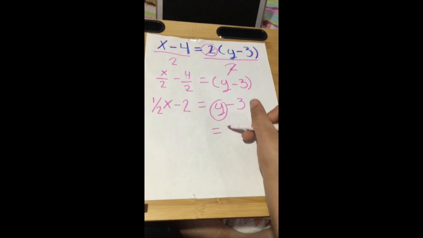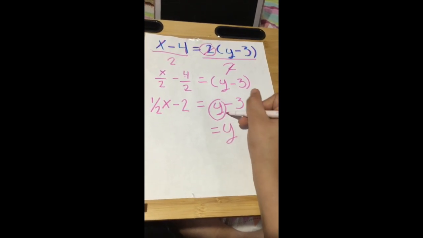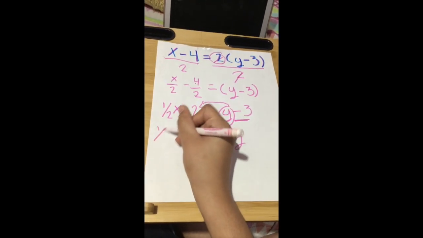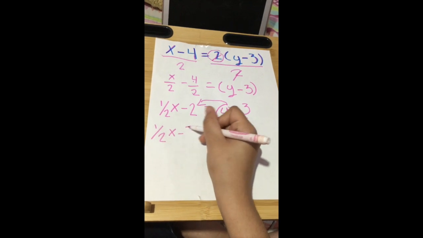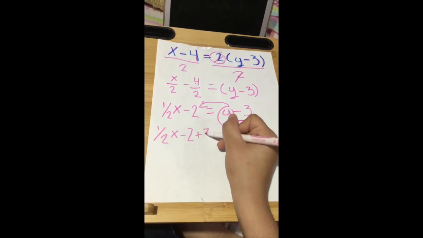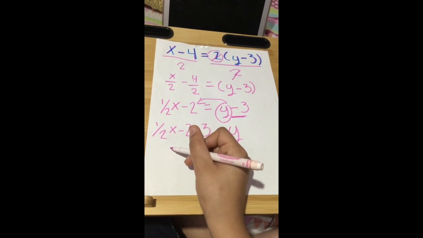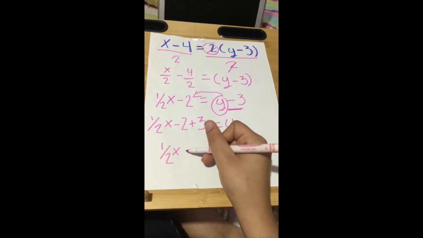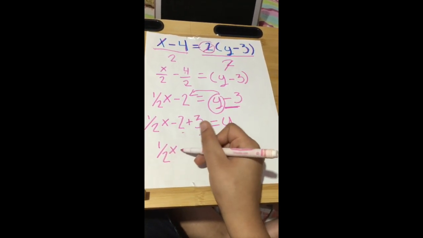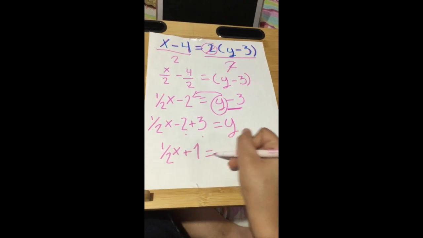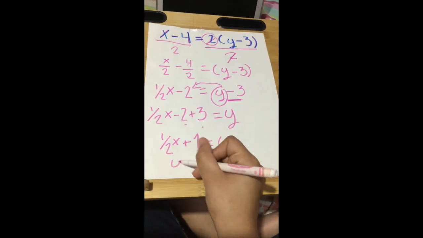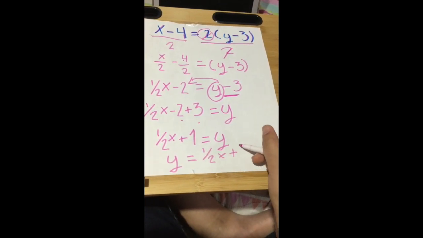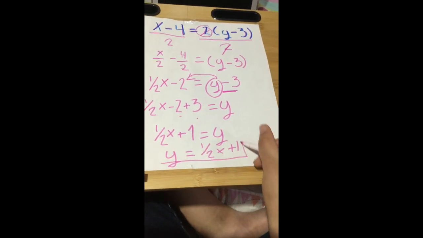What we want to do here is leave y alone, so we're going to pass the 3 to the other side. So we're going to have 1 middle x minus 2 plus 3, because when we pass it to another side, we have to change the sign. After this, we're going to do minus 2 plus 3, which is going to get plus 1 equals y. And after this, we're going to have y equals 1 middle x plus 1, and that is your slope form.